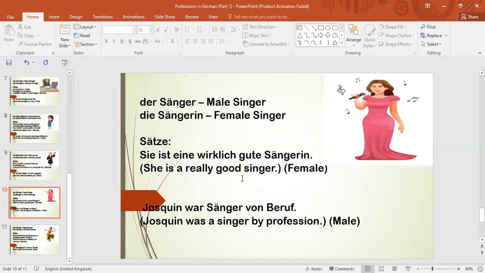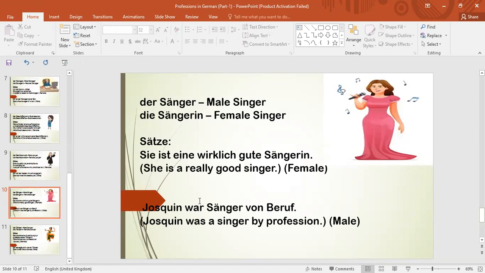Okay. Then next profession we have is singer. So male singer is called der Sänger, and female singer is called die Sängerin. So here are the sentences. Sie ist eine wirklich gute Sängerin. And its translation is, she is a really good singer.